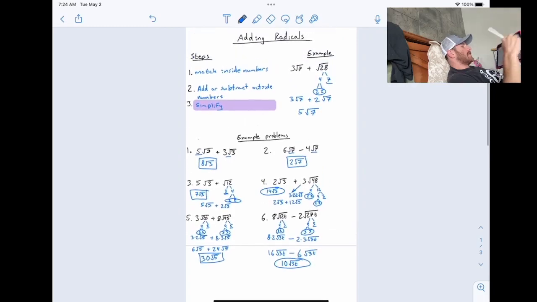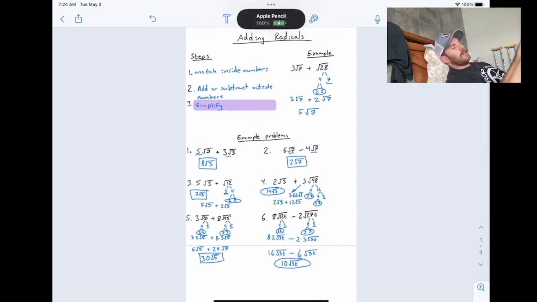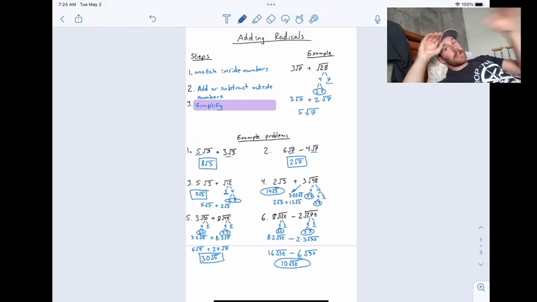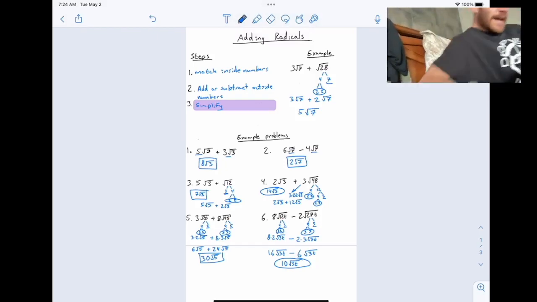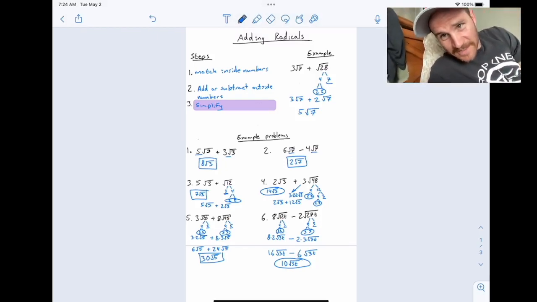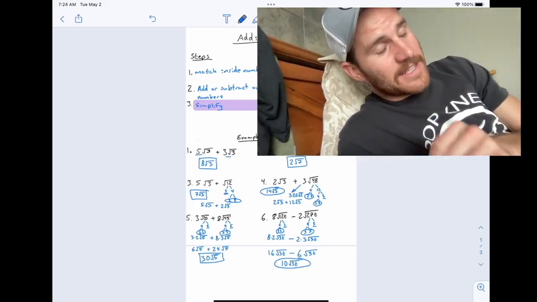Now the paper you've got today is kind of a review. It's got a lot of stuff on it, as far as multiplying, dividing, adding, subtracting radicals. So make sure y'all get that done. We can go over that tomorrow in class.